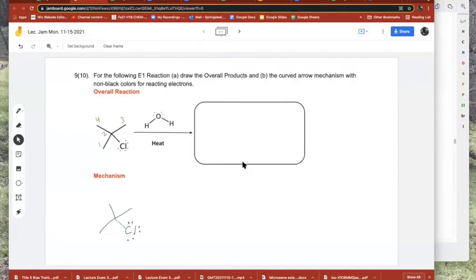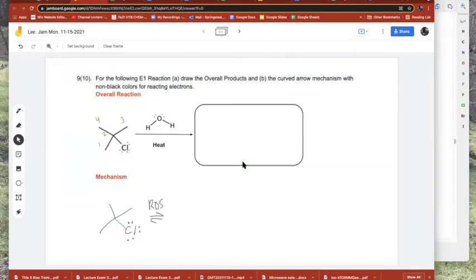And the first step of the reaction is a unimolecular step. It's the rate determining step. And what happens? What do I draw? What's my curved arrow here? Chlorine just leaves on its own. There we go. And so we wind up with what's called a carbocation, and then the chloride leaving group.